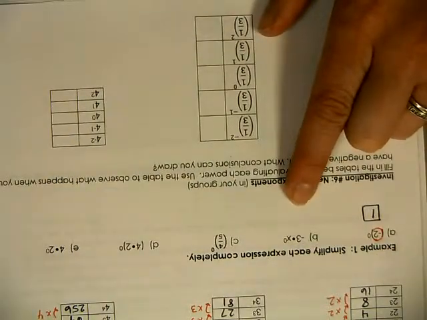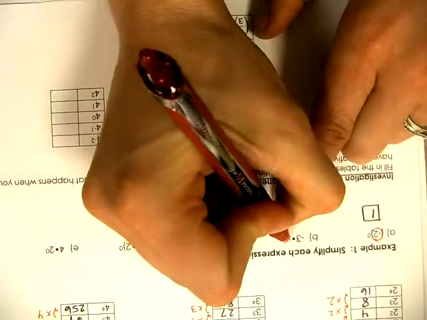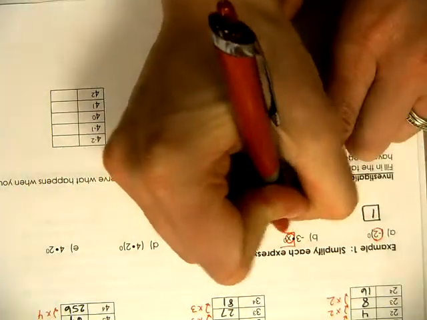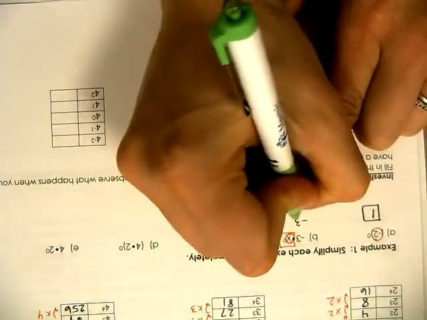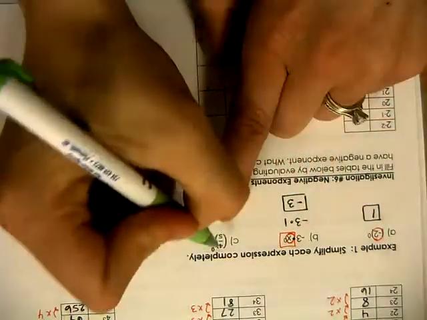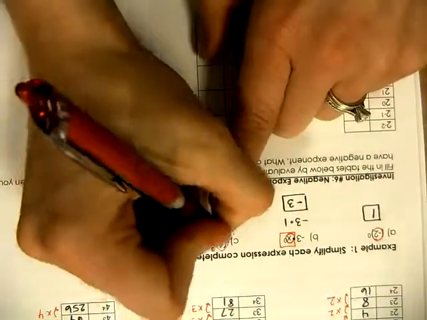This time, the base is x. It's only x. So I have this expression right here is 1, but I'll have negative 3 times 1, which is negative 3. Over here, I have parentheses, so this whole thing is the base. Anything to the 0 power is 1.